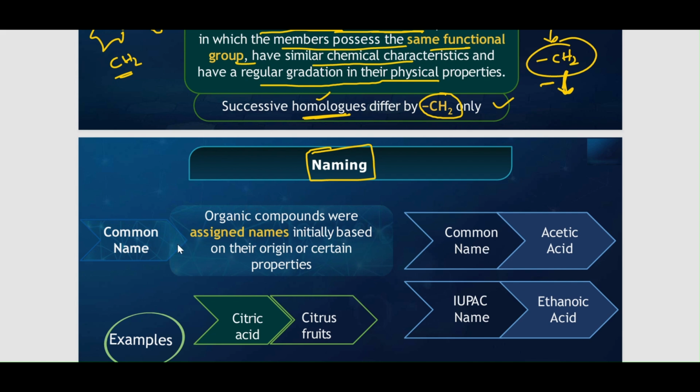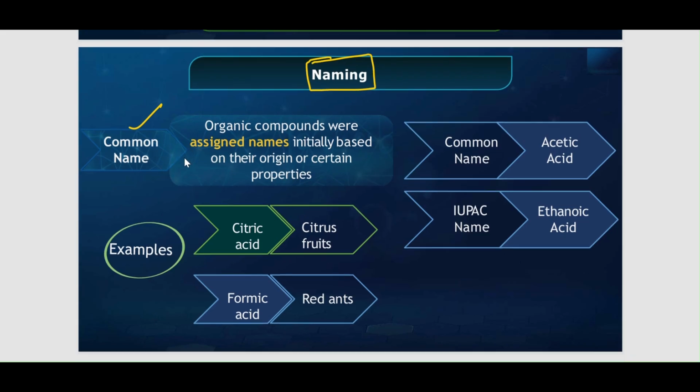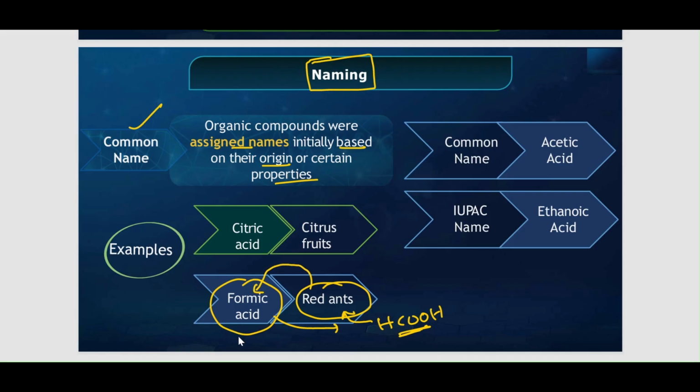Now, next, for carbon compounds, we are going to give the names. So here we have two types of names. One is the common name, another one is the IUPAC name. Clear? So what is meant by common name? Common names are assigned based on their origin or based on certain properties. For example, formic acid is the common name of HCOOH. So why is it called formic acid? Because this chemical is released from red ants, and red ants in the Greek language are called formi, and hence it is called formic acid. Clear?